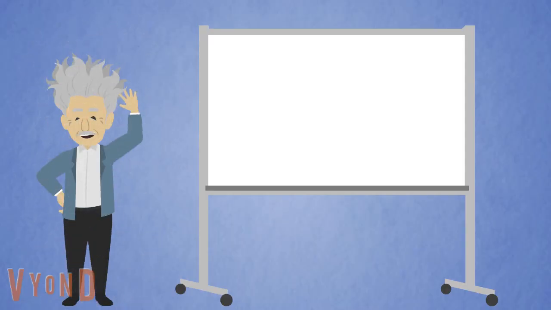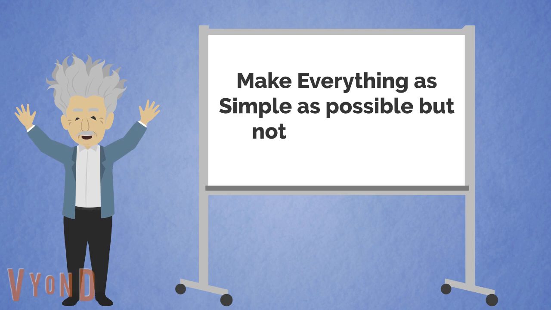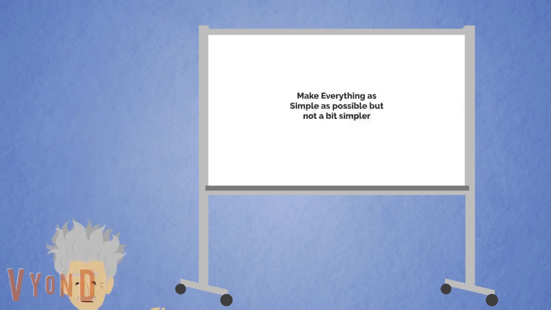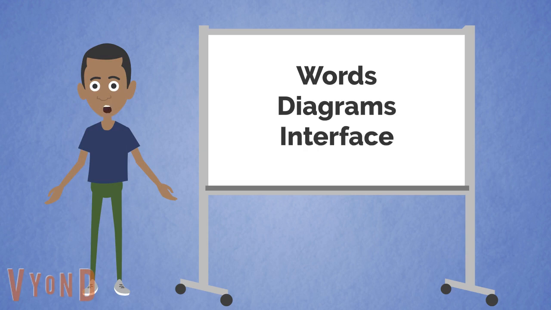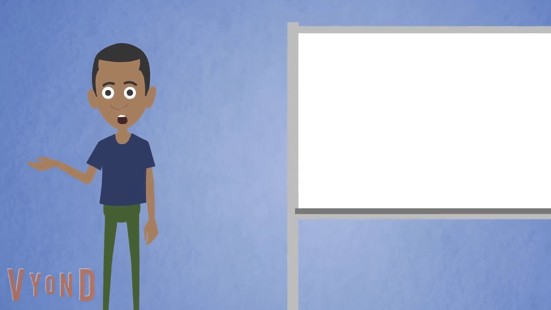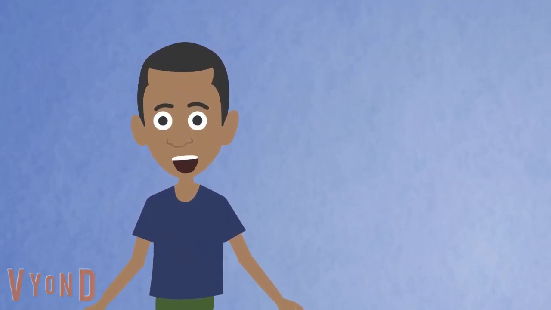There is a great quote attributed to Albert Einstein that goes, "Make everything as simple as possible, but not a bit simpler," or something like that. And it's how you should go about creating any deliverable, whether it's words, diagrams, or even interfaces. My tips for written communication are short but extremely effective.